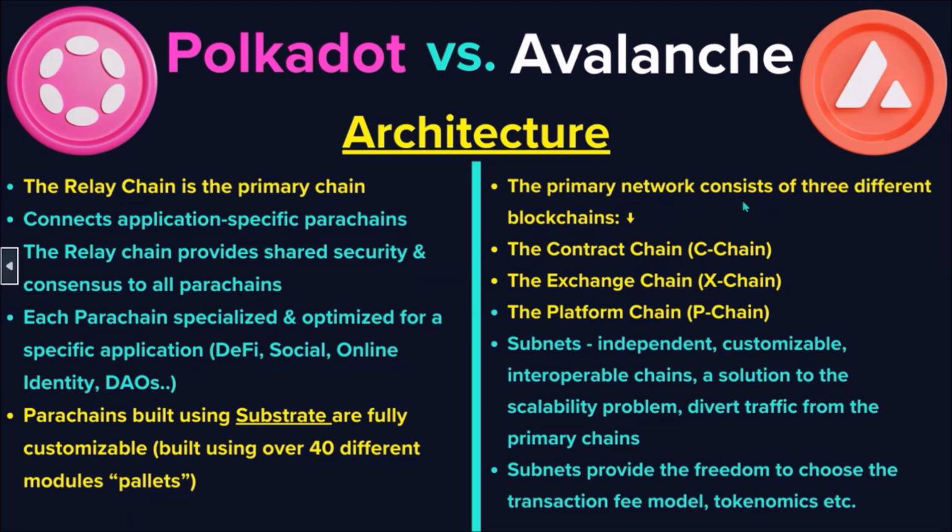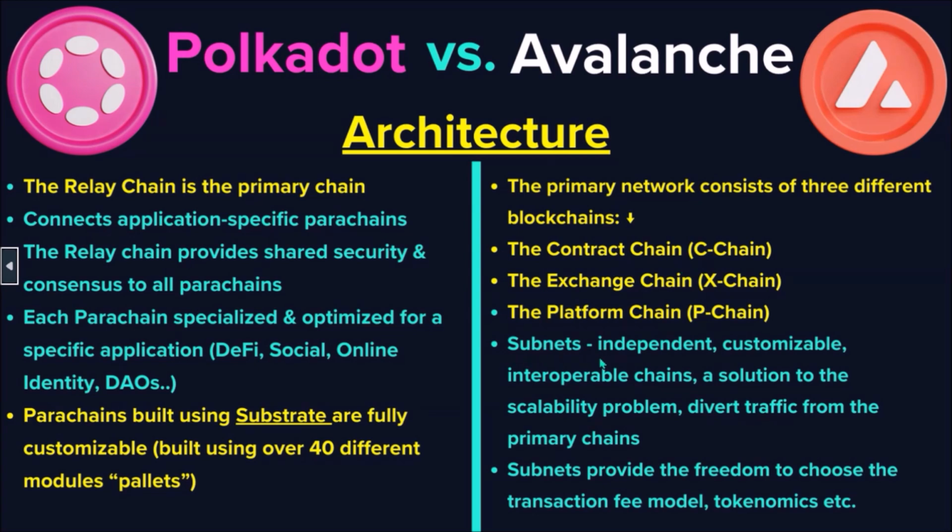The architecture of Avalanche consists of three primary chains: the contract chain, the exchange chain, and the platform chain. Each chain is responsible for something else. The contract chain is where the most activity happens on Avalanche, as the contract chain executes smart contracts, and also if you hold AVAX tokens in your EVM wallet, you hold them on this contract chain.